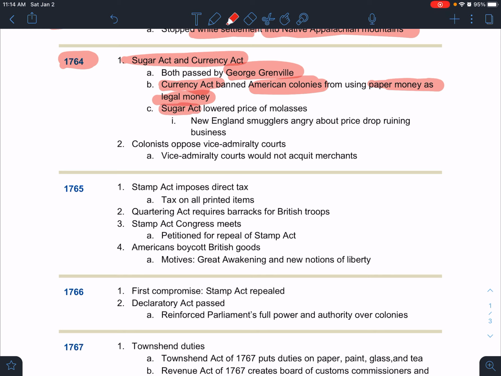The Sugar Act lowered the price of molasses, but this angered New England smugglers because the price was dropping and it was ruining their business. Colonists also opposed the Vice Admiralty courts because they would not acquit merchants.